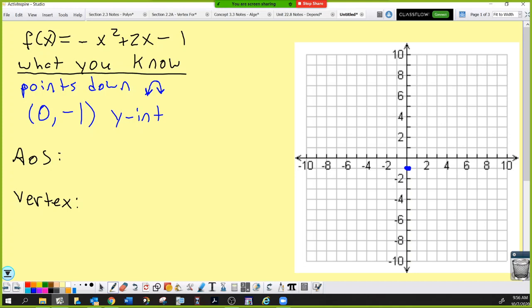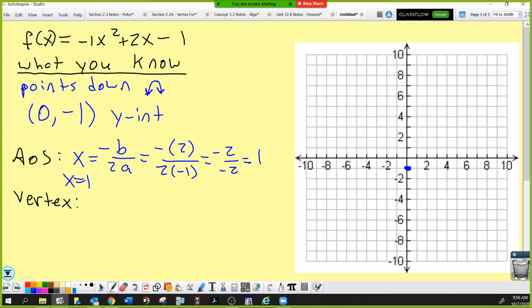Next thing we're going to have to track down is the axis of symmetry. Hopefully, a bunch of people got to here. X equals negative B over 2A. Well, here, B is the number 2, because that's what's in front of X. And A is the number negative 1, because that's what's in front of X squared. I know the one's not written, but it's always there. It gives me negative 2 over negative 2, which is, this time, positive 1. X equals positive 1 is our axis of symmetry. That is here.